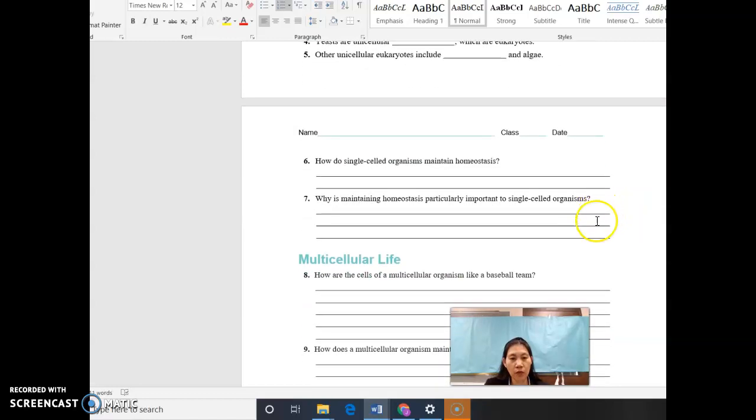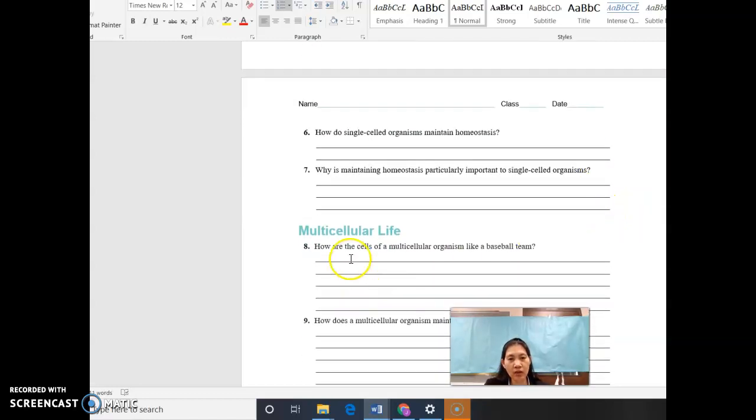Right. So here, question, how are the cells of a multicellular organism like a baseball team? You know what a baseball team is, right? Everyone is helping each other to win, to play the game, right? The baseball. Okay, I like to play baseball as well.